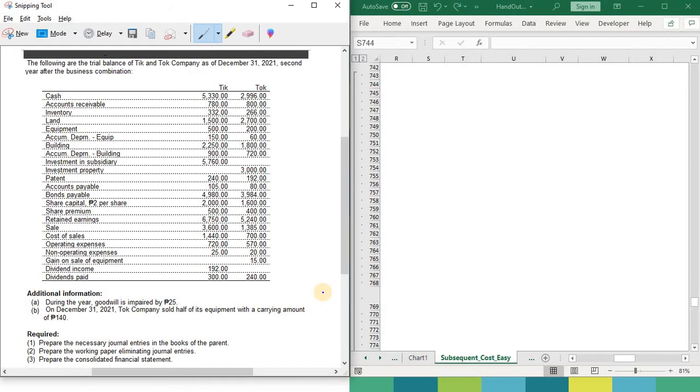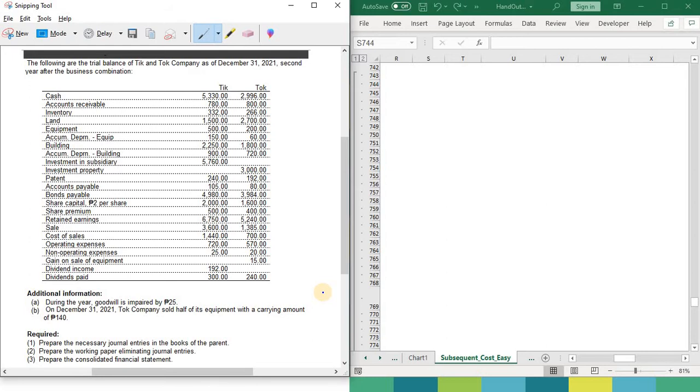However, as we repeat those eliminating entries, what is important is to reflect the effect of the eliminating entries that we did in the prior years. So it is in your discretion on how your eliminating entries will look like, as long as the net effect of the prior year's eliminating entries is included every year. So for this period, December 31, 2021.